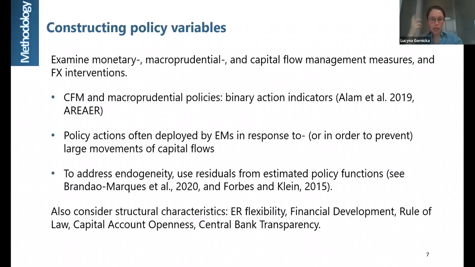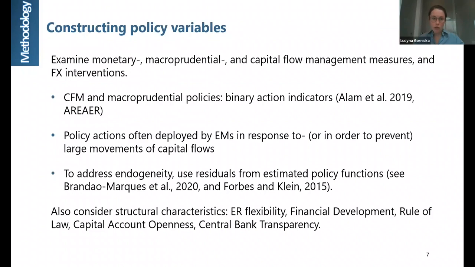We recognize that policy actions are often deployed in emerging markets in order to respond to or to prevent large movements in capital flows. Therefore, to address the potential endogeneity issues that arise from this, we will use residuals from estimated policy functions for these four policy variables as our measures of policy surprises. In other words, we'll have what we call a first stage regression, where we will regress each of these four policy interventions on a bunch of macrofinancial variables. Then we will use residuals from these first stage regressions in our quantile regressions. And this is an approach that has already been used in the literature.